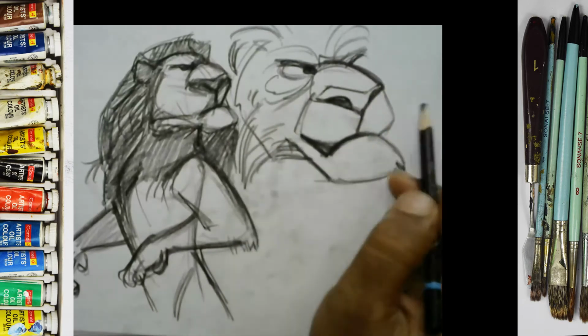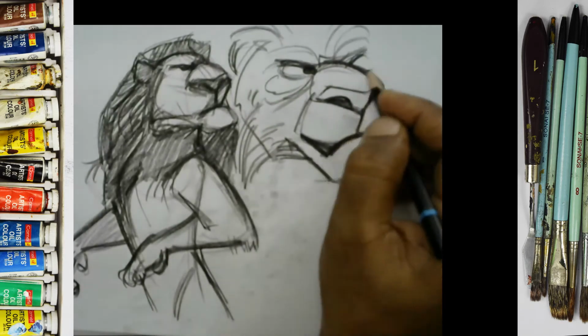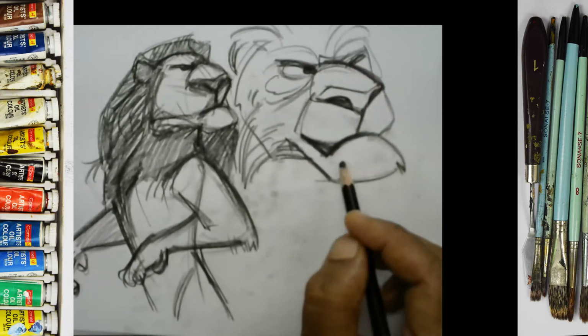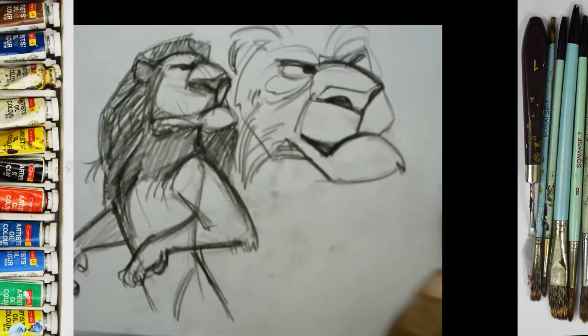Basic expression, I draw it here a little bigger. So can I show you? Yeah, please show.